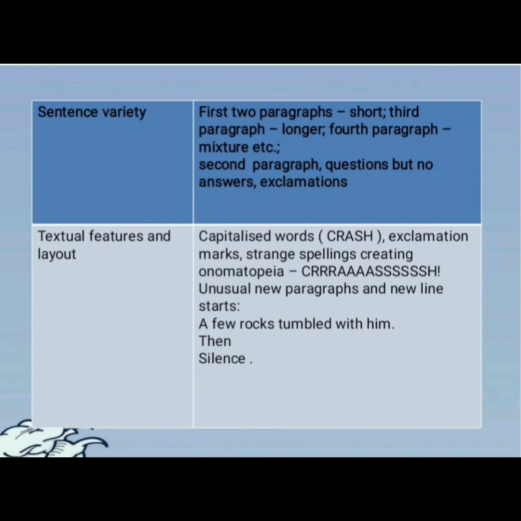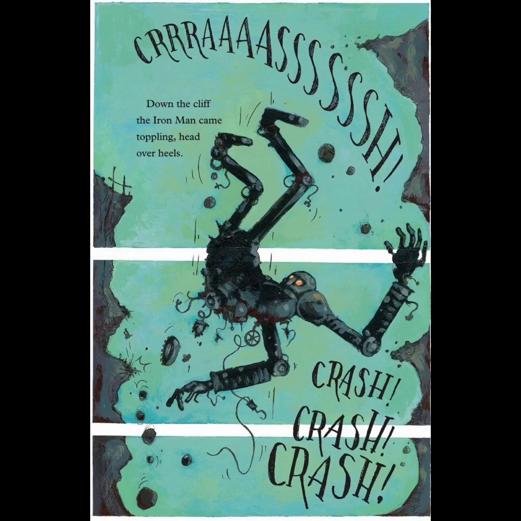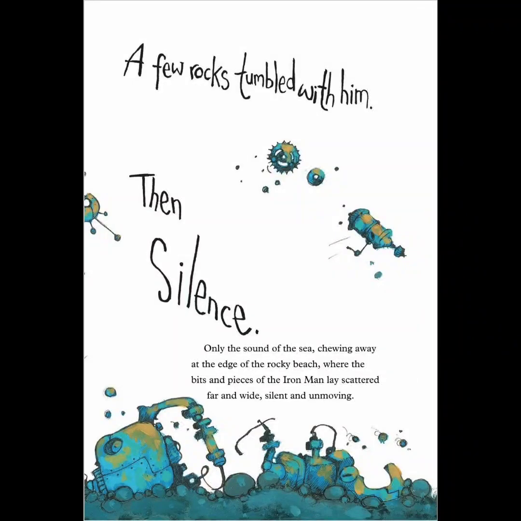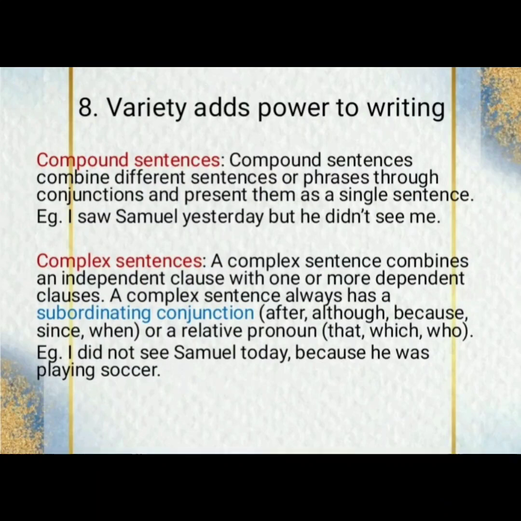Fourth is the use of textual features and layout, where he uses capitalized words like CRASH, use of exclamation marks, onomatopoeia, unusual new paragraphs, and a new line starting, as in "a few rocks tumbled with him, then silence." The eighth topic, variety adds power to writing.